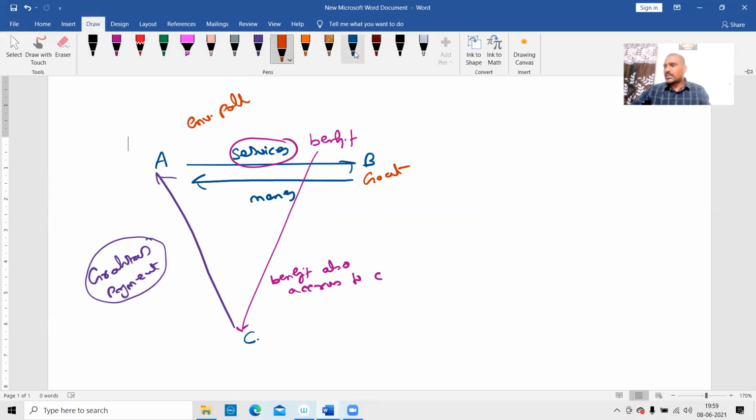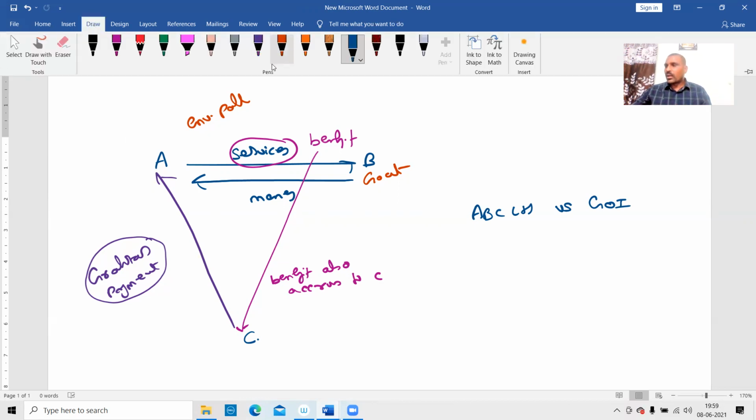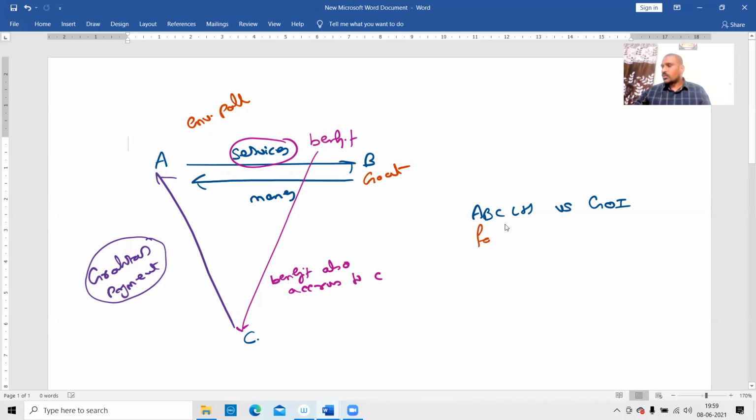Say for example, ABC Limited versus Government of India. ABC Limited is a factory owner, and the Government of India is on the other side. So both went to the court.